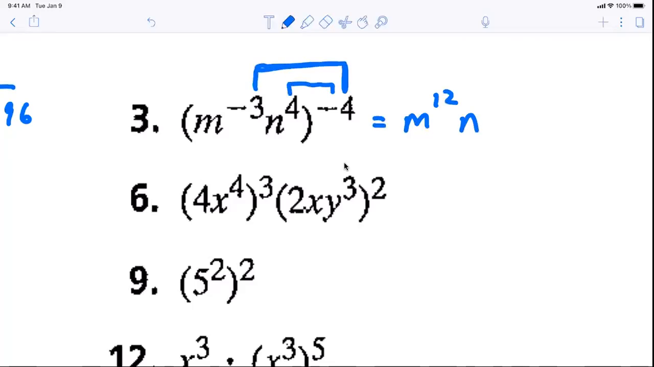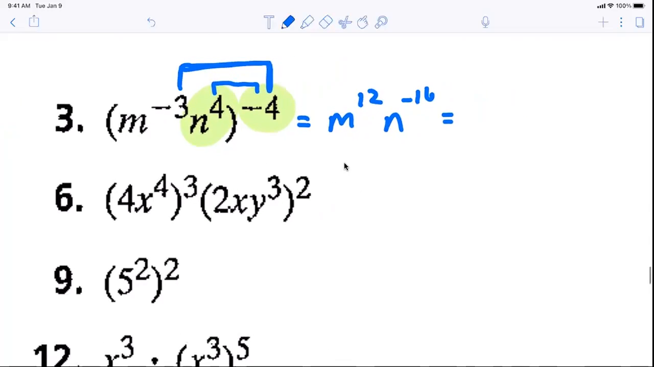Nope. Because it's in parentheses, you have to do the n to the 4th also. That is correct. N to the negative 16. Are you allowed to have negative exponents? No, so you're going to rewrite that, Emiliana, as what? Well, where is m to the 12th? On the top, because it has a positive exponent, right? And then n to the 16th is on the bottom, right? Because that one has the negative exponent.